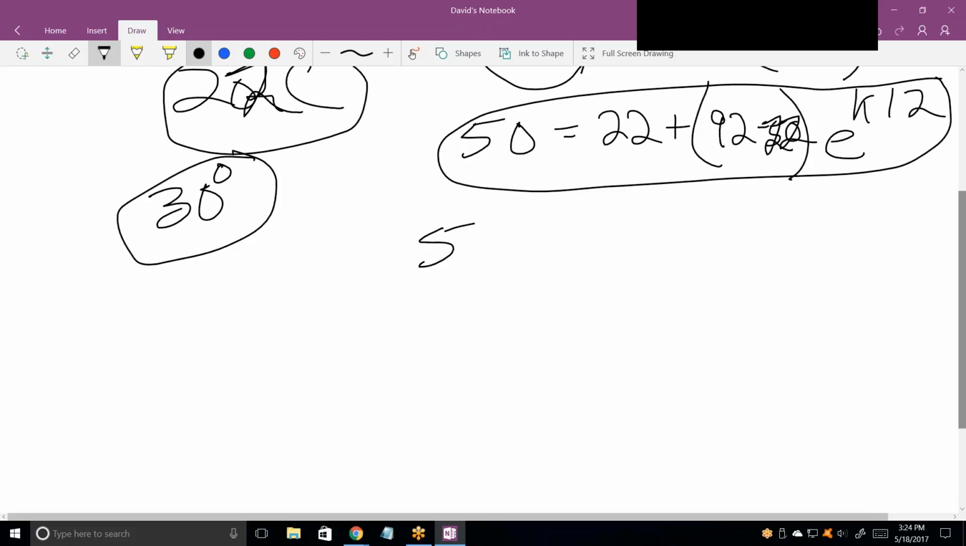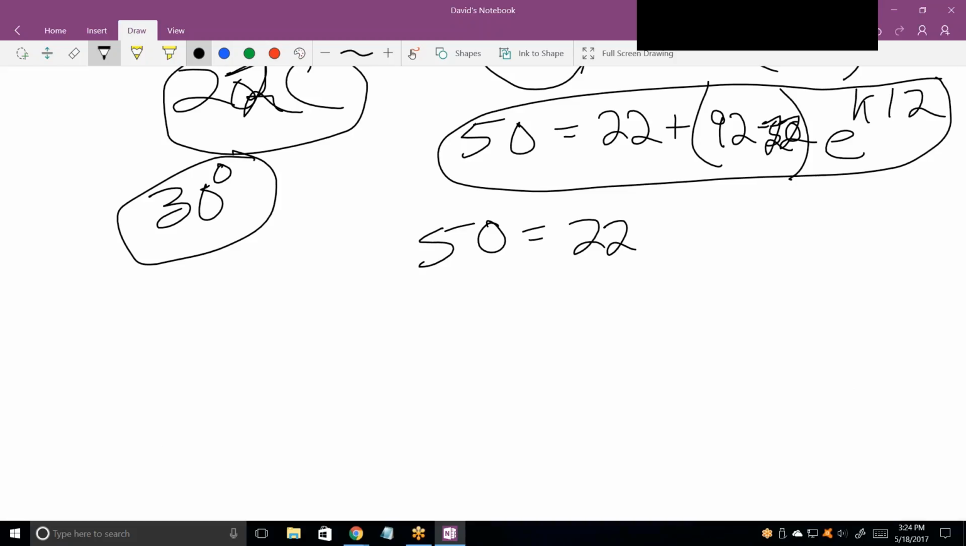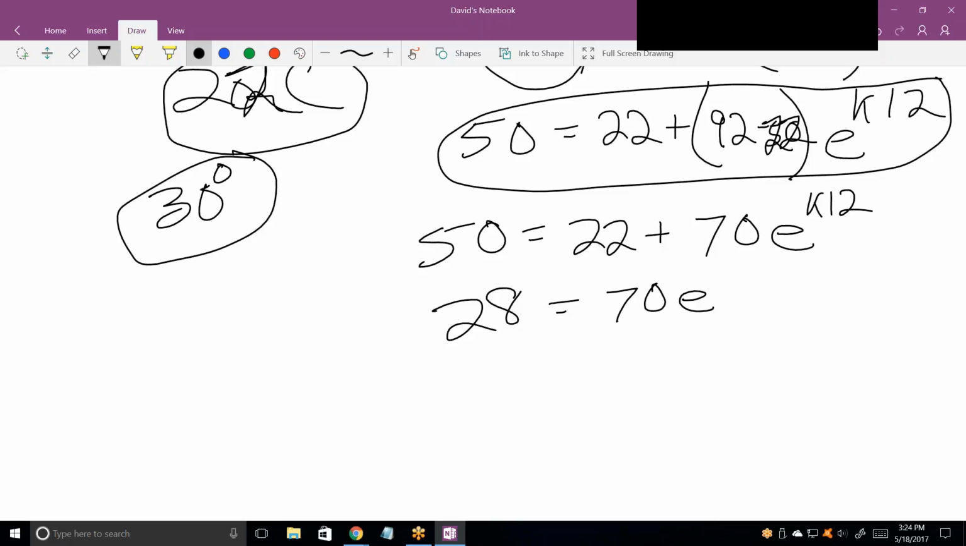So I end up with 50 equals 22 plus 70 e to the k12, where time is in minutes. Then I get 28 equals 70 e to the k12. Whenever you have your variable in an exponent, it's a log problem. Furthermore, you've got to isolate this. I cannot take the log of both sides until I isolate what I have circled there. Do you divide the 70 from both sides, or can you put the 70 into the k? No, you need to divide the 70, because that'll get rid of it, and that gives me e to the k12.